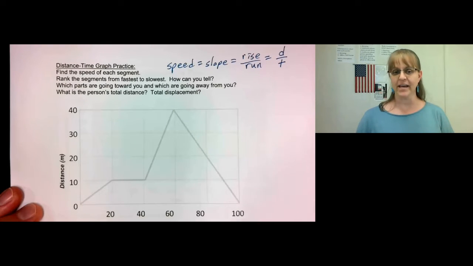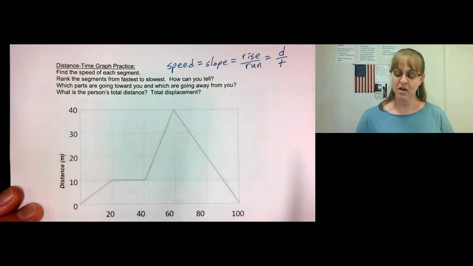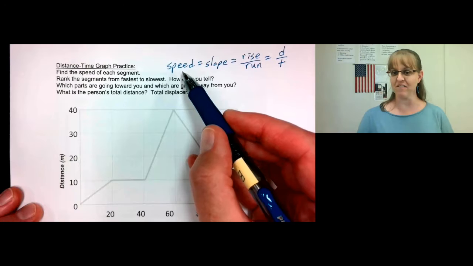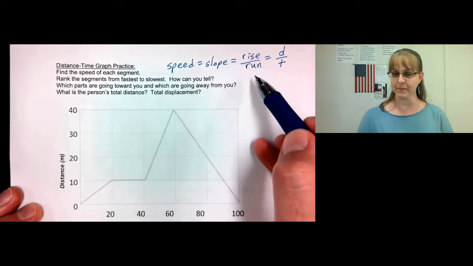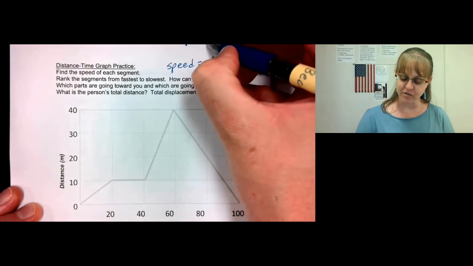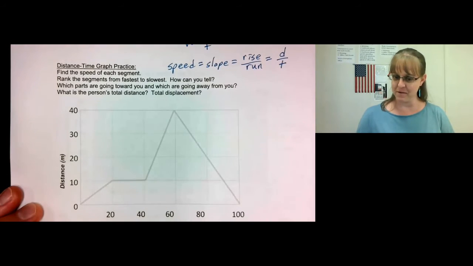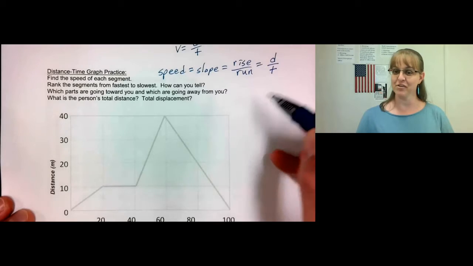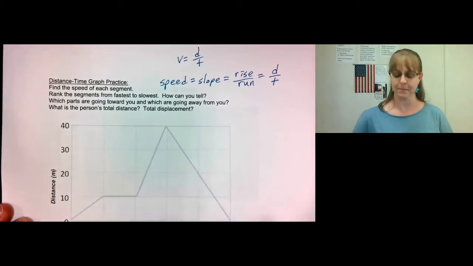Let's look at how to answer questions on distance-time graphs. First of all, remember that the speed of a distance-time graph is the slope, and slope is rise over run. Also, velocity is distance over time. Distance is the rise, time is the run, and therefore, rise over run is the distance over the time, which is the velocity or the speed.